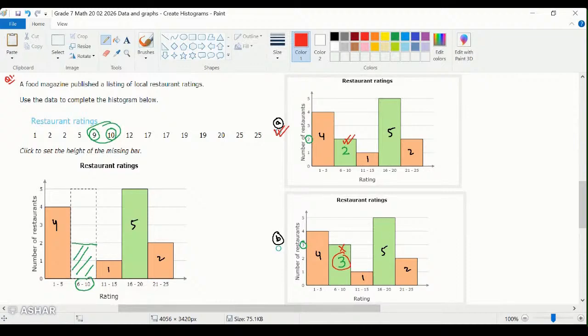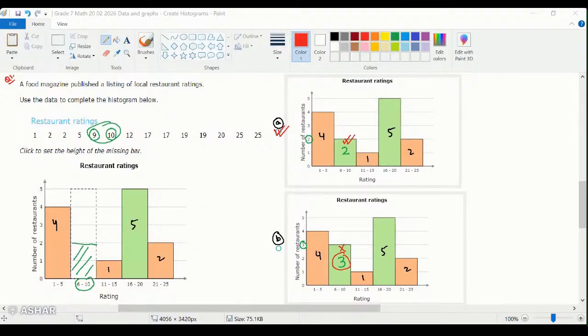This is what we just need to do. If a histogram has been presented as an MCQ, we already have two options. We confirm the given values and we just find the missing value. So option A was correct. Moving on to the next question.